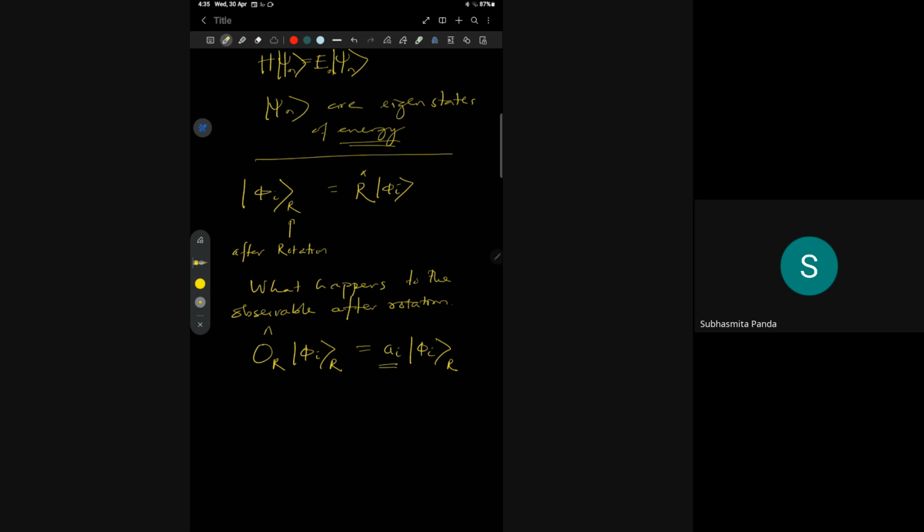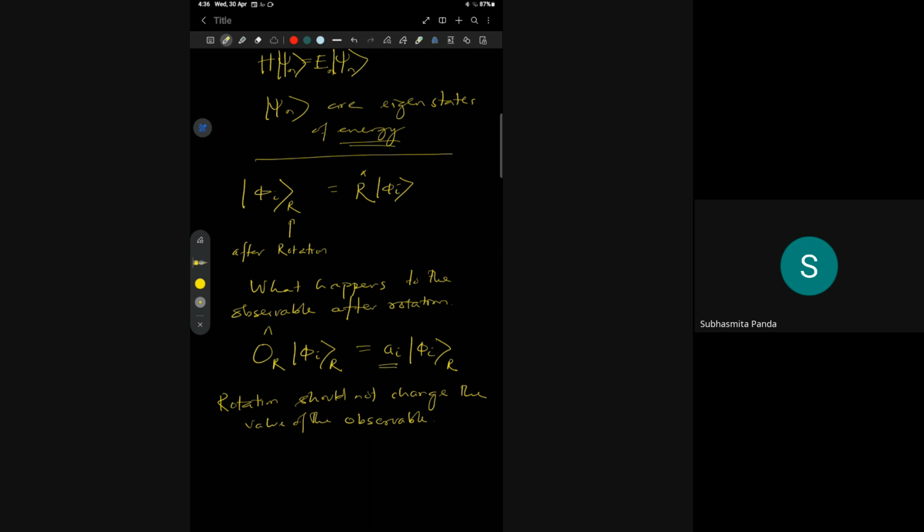Why should it not change? Because rotation should not change the value of the observable.